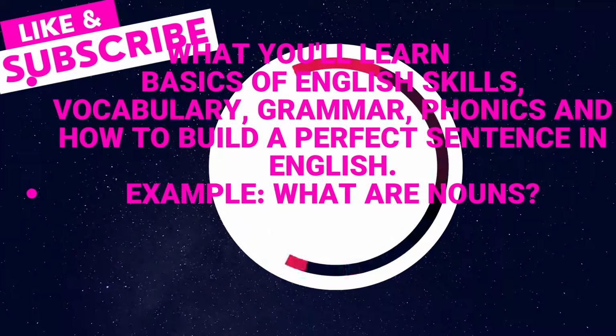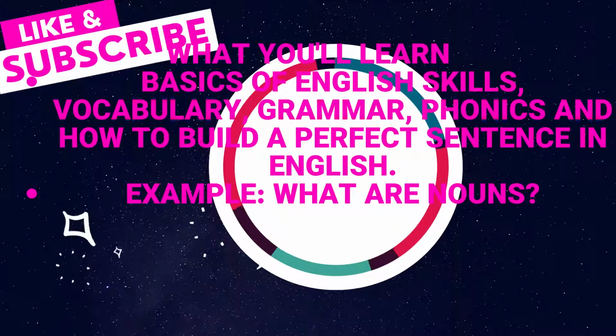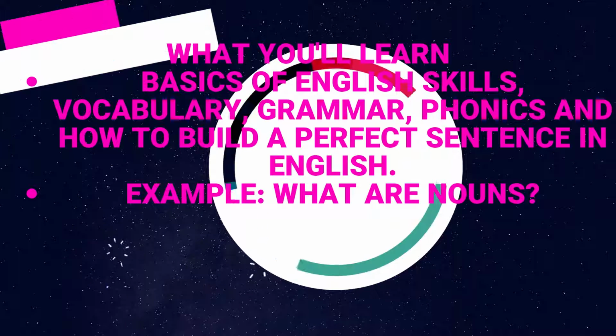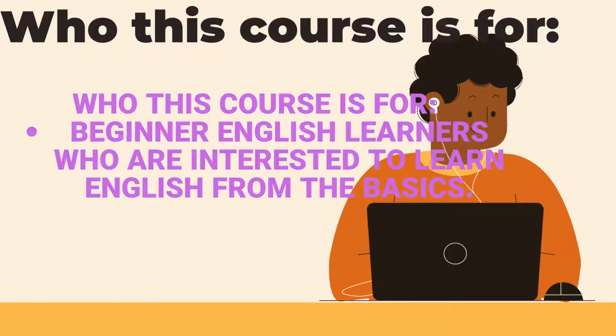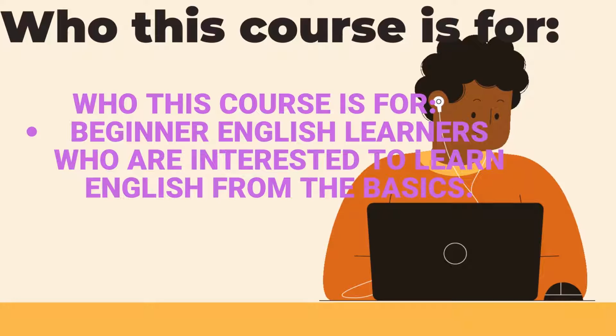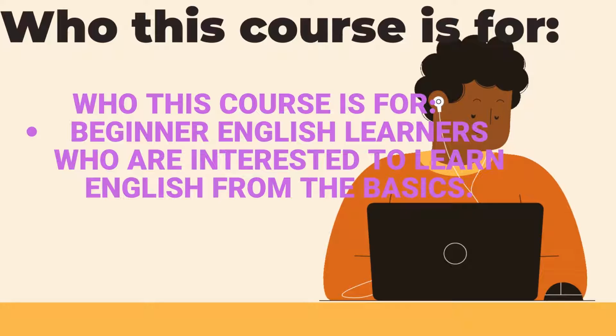In a nutshell, these are the outcomes of our course. What you'll learn: basics of English skills, vocabulary, grammar, phonics and how to build a perfect sentence in English. Example, what are nouns? Who this course is for: beginner English learners who are interested to learn English from the basic. Certificates. Get Udemy certificate by completing entire course.